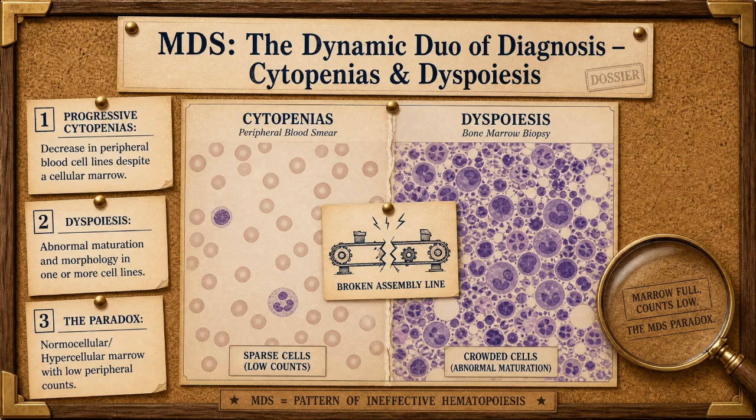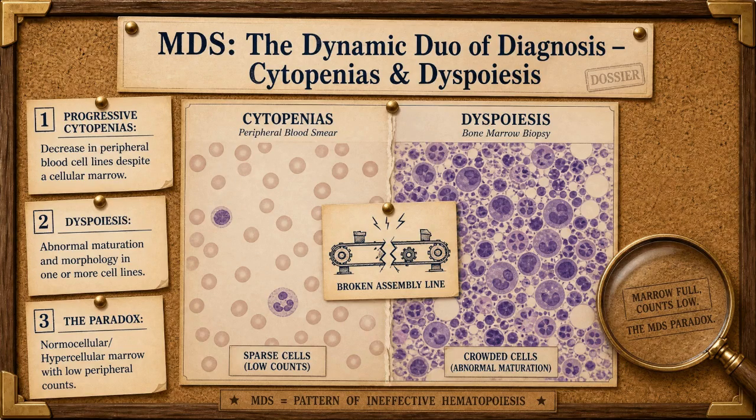You're the first line of defense, the ones who prepare the slides and often spot these subtle, yet significant, morphological abnormalities. Your observations of dysplastic changes in erythroid, myeloid, and megakaryocytic lineages are what guide the pathologist to the correct diagnosis.